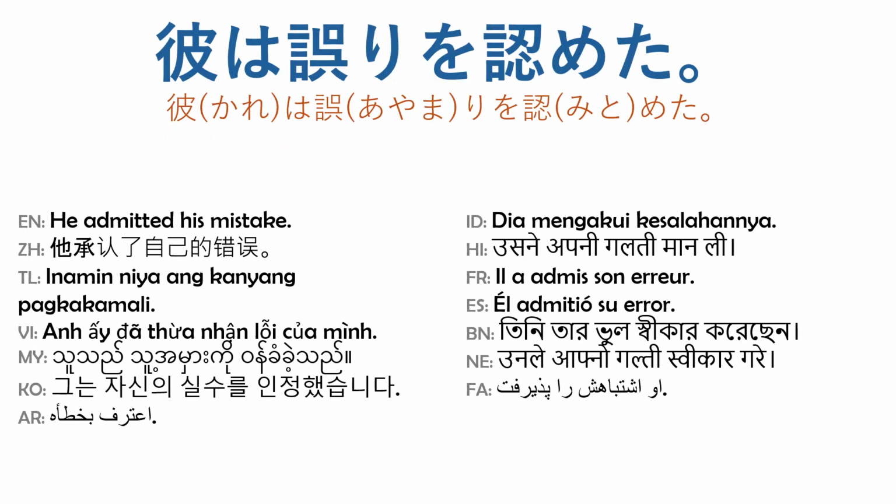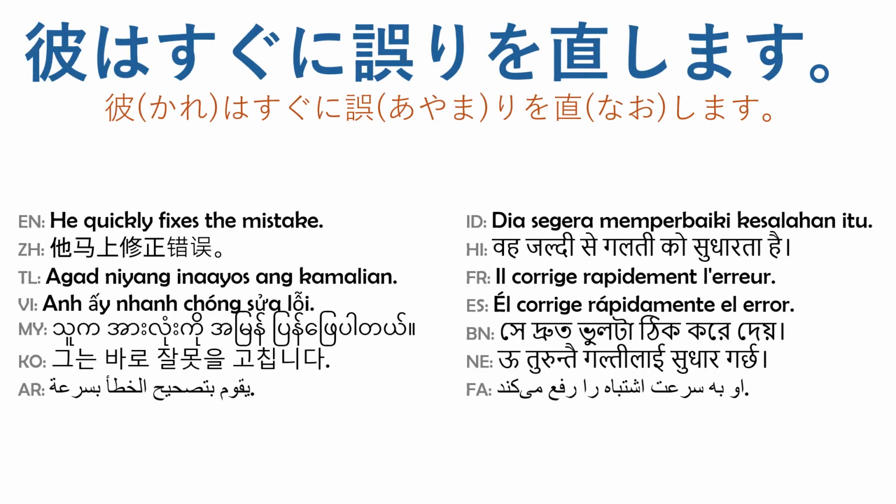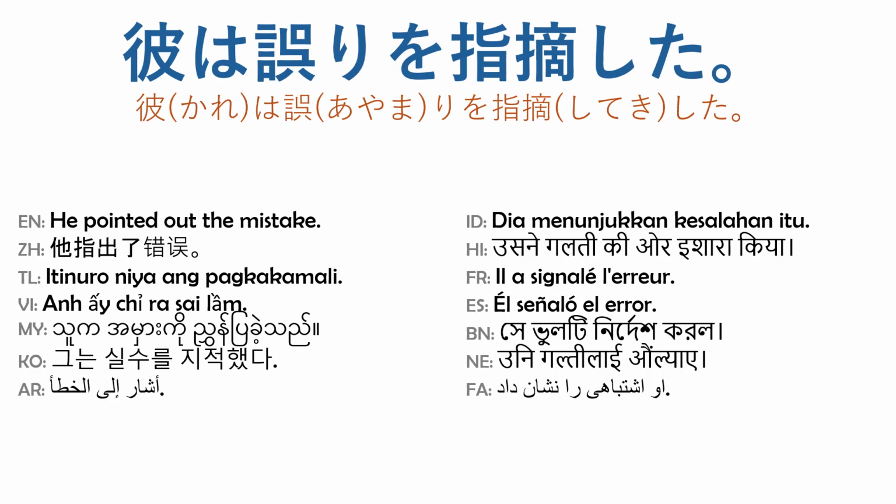He admitted his mistake. 彼は誤りを認めた。 He quickly fixes the mistake. 彼はすぐに誤りを直します。 He pointed out the mistake.